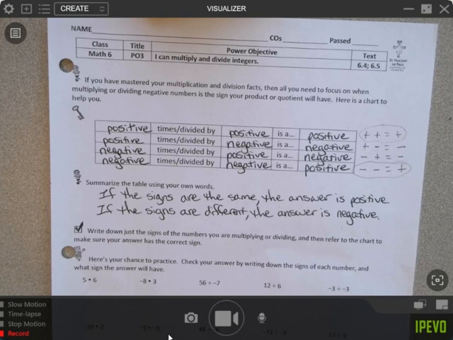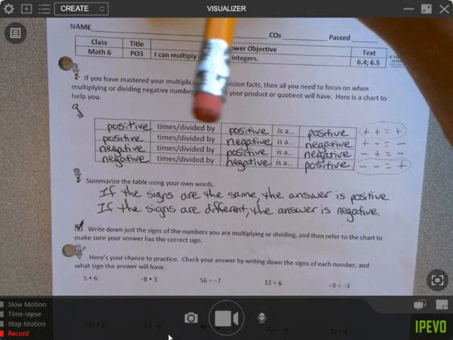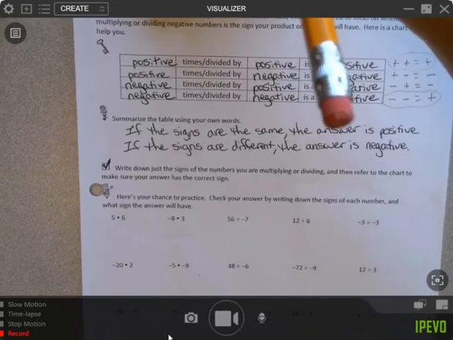So you can write down just the signs of the numbers you are multiplying or dividing, then refer to the chart to make sure your answer has the correct sign. Then we have some practice work. What I do is I do the math first, and then I do the symbol. Okay, so this is what that looks like. Let me move this up just a little bit.